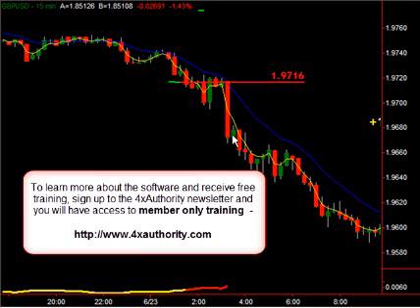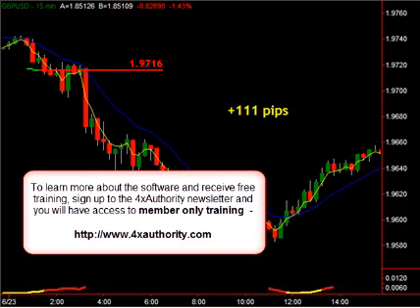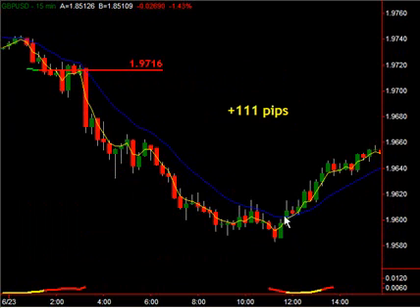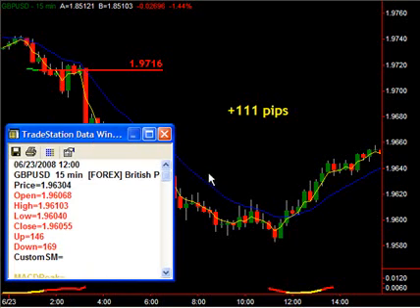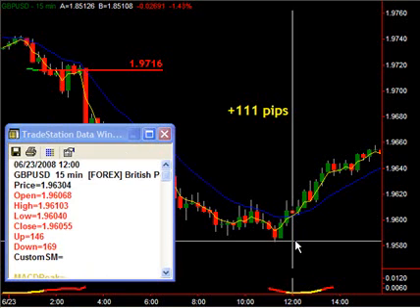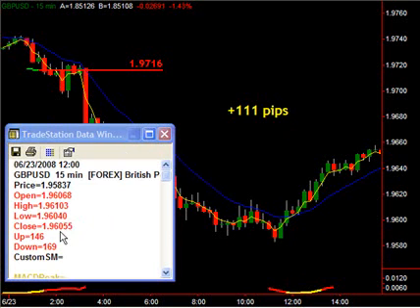We went short and we were waiting for a dot in the opposite direction or the EMA 3 and 14 to cross over. In this particular case, the EMA 3 and 14 did cross over, at this particular point right here. I'll bring the data window over so you can see what happens there. At the close, we were at 605. We entered at 716 for a total of 111 pips.